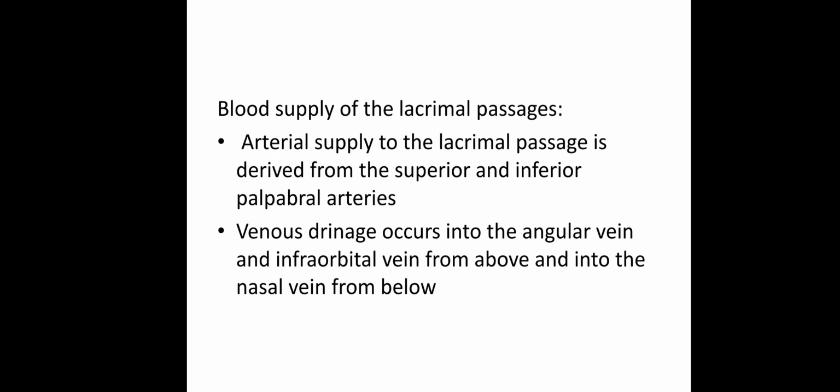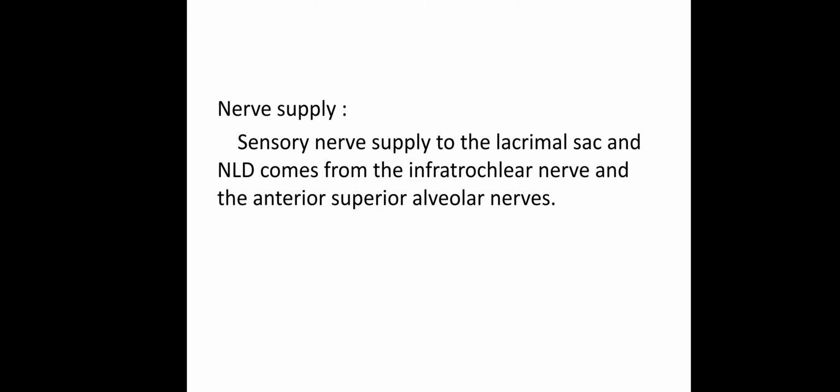Blood supply of the lacrimal passages: the arterial supply to the lacrimal passage is derived from the superior and inferior palpebral arteries. Venous drainage occurs into the angular vein and infraorbital vein from above and into the nasal vein from below. Nerve supply: the sensory nerve supply to the lacrimal sac and NLD comes from the infratrochlear nerve and the anterior superior alveolar nerves.